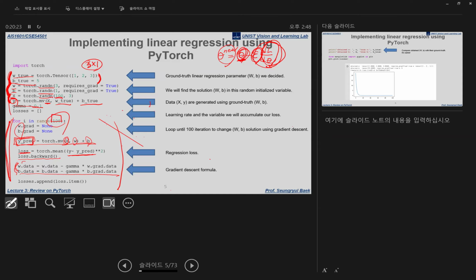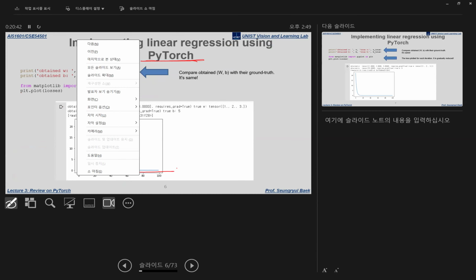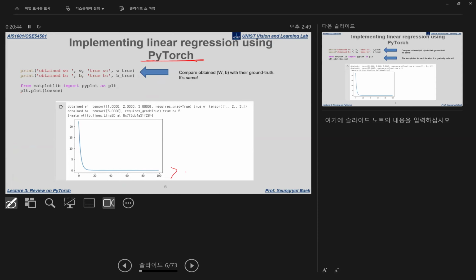But here, there's no explicit formula. There's no explicit code for calculating this dL/dθ, because we are using PyTorch. So this is the iteration number, and this is the loss L.